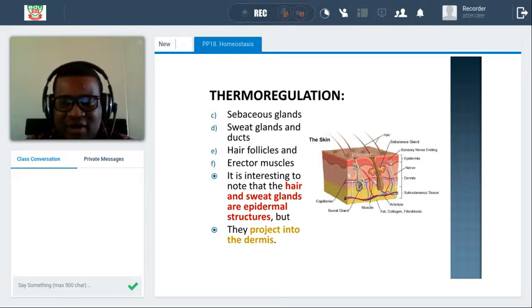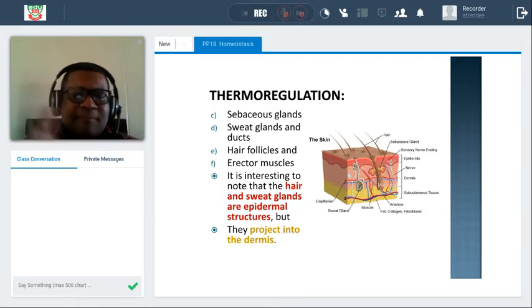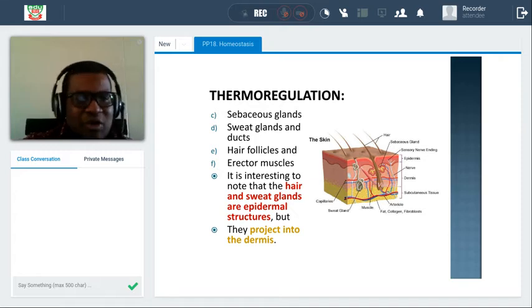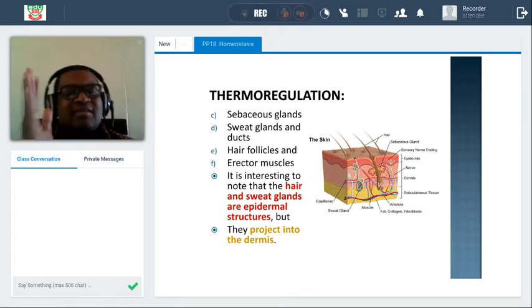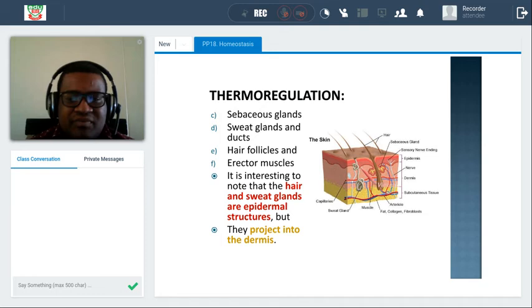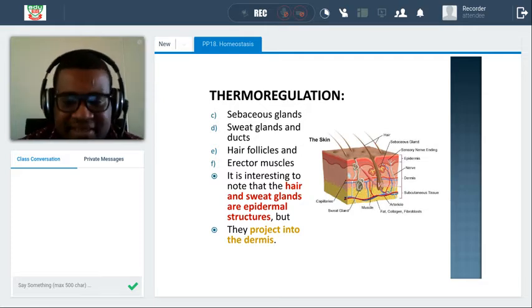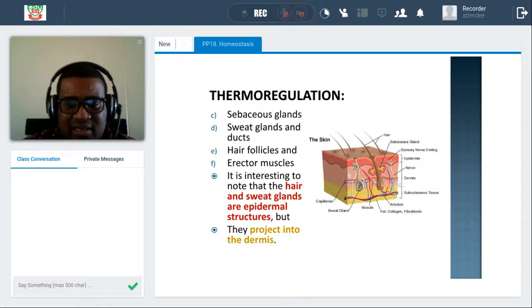You have these hair follicles. You have hair erector muscles that help to control the state of the hair. At times, the hair can lie flat on the body when places are hot, or the hair becomes erect when places are cold. So it is interesting to know that the hair and the sweat glands are epidermal structures, but they project into the dermis. So you see them outside, but they go right down into the dermis.